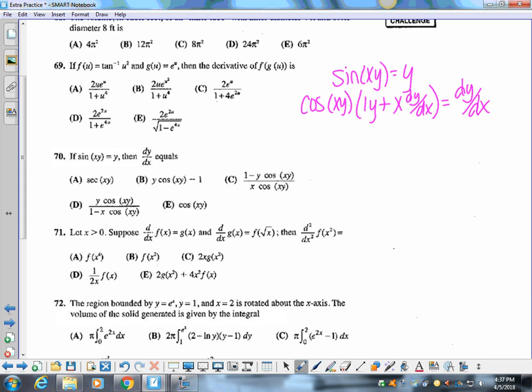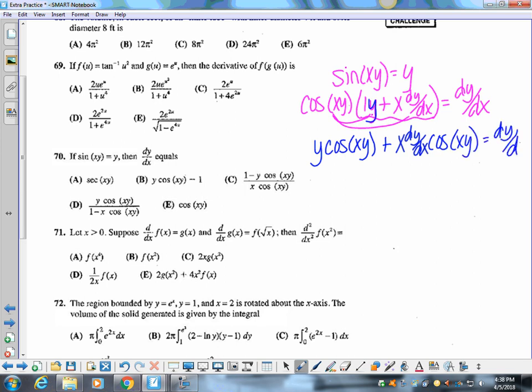Okay, now remember, this is not being u-subbed. So what I'm going to do is distribute my cosine of xy to both of these guys because I need to be able to get my dy dx's together. So let's see. I'm going to put this y in the front. So y cosine xy plus x dy dx times cosine of xy equals dy dx. All right, now I'm going to take this term right here, which has my dy dx, and subtract it over.